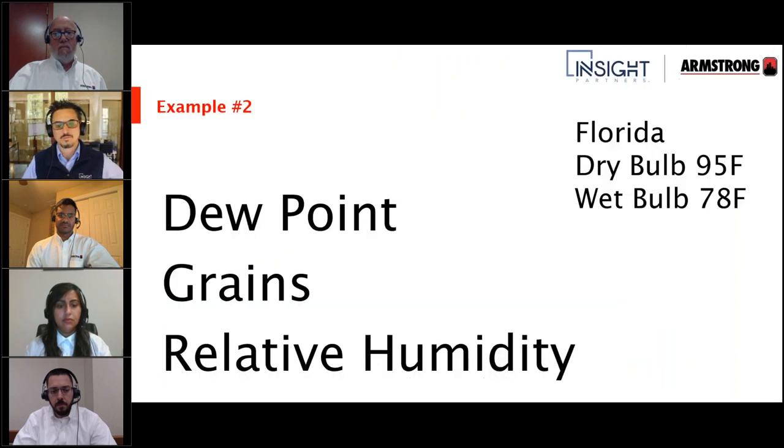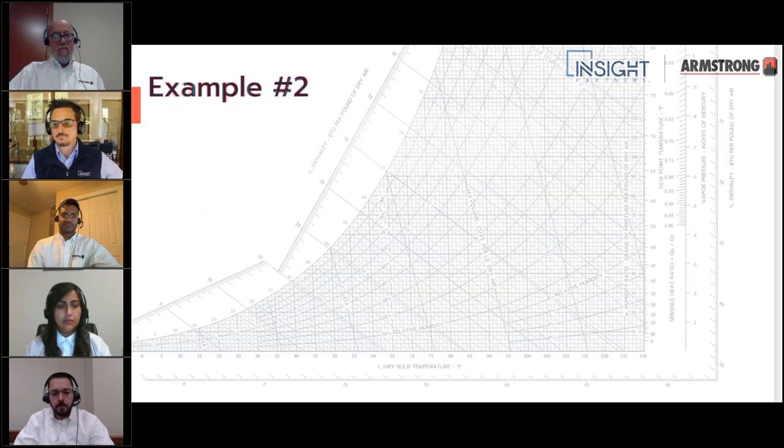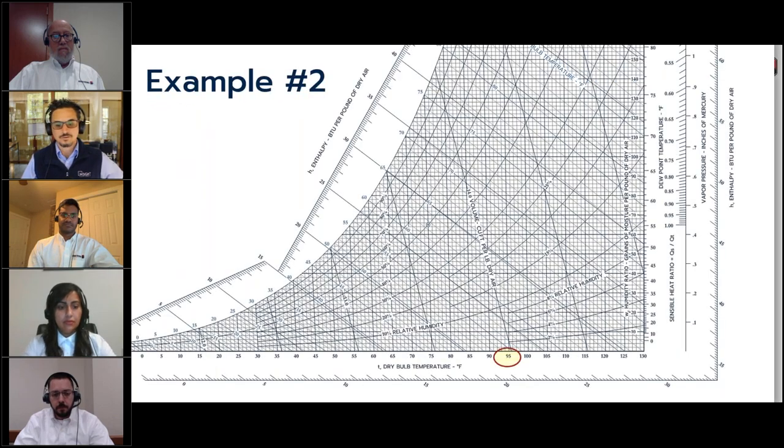Makes sense? Good, got that? So example 2, we're gonna look at a nice steamy, sweltery day in Florida, 95 degrees dry and 78 wet bulb, and we're gonna determine the dew point, grains and relative humidity the same way we just did in the last example. 95 degree dry bulb, 78 degrees wet bulb.